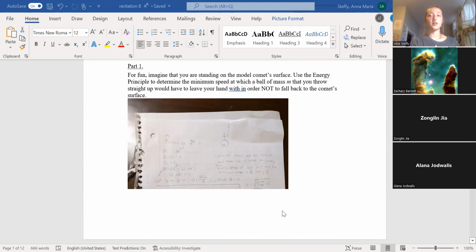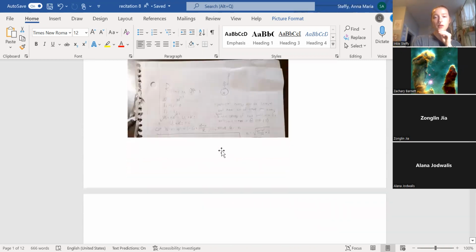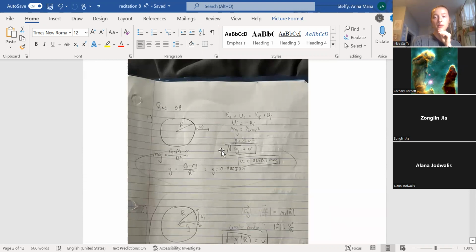I personally started with the escape velocity. I think it was in our notes, basically an equation. But I also just derived it from the principle. What did anyone else get?